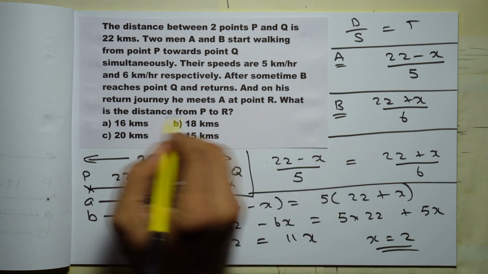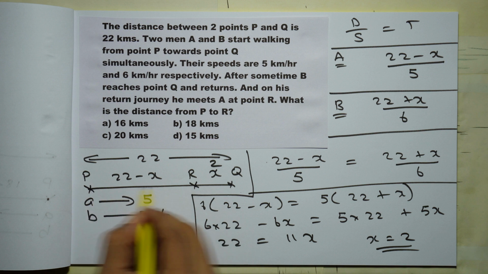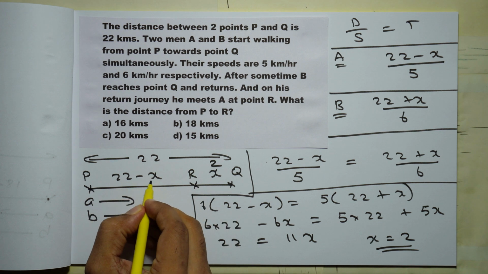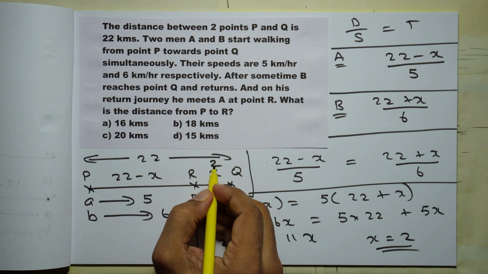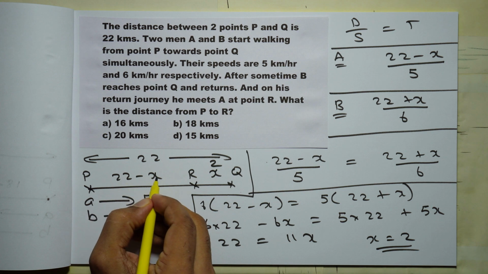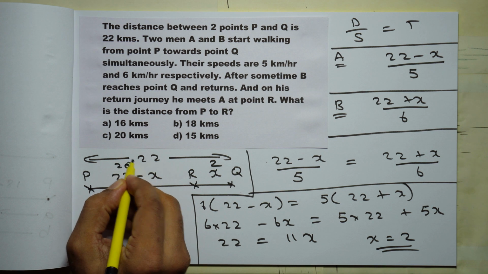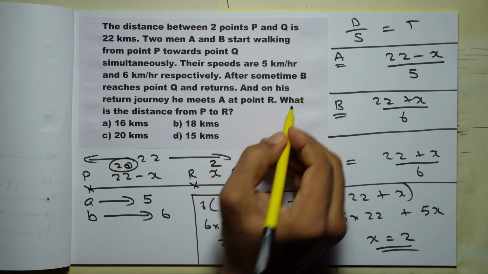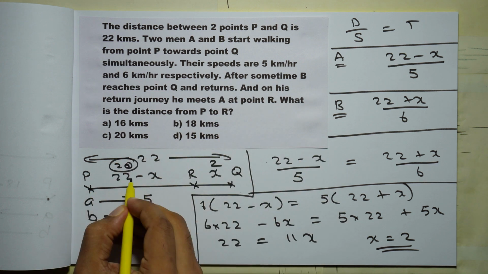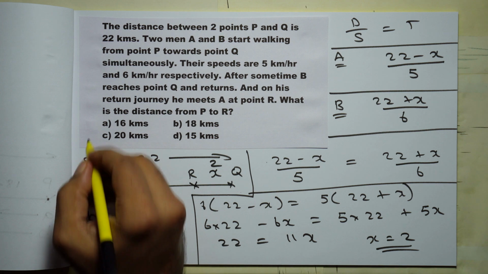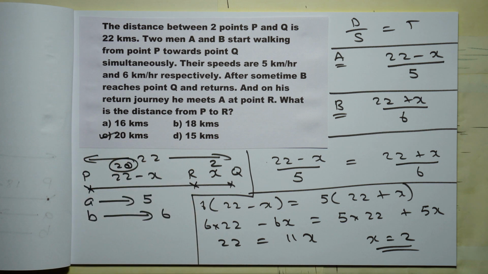Now the question is, what is the distance from P to R? This distance, that is 22 minus x, where x is equal to 2. So 22 minus x, that is 22 minus 2 gives you 20. So what is the distance from P to R? That is 22 minus 2, 20. So option C, 20.